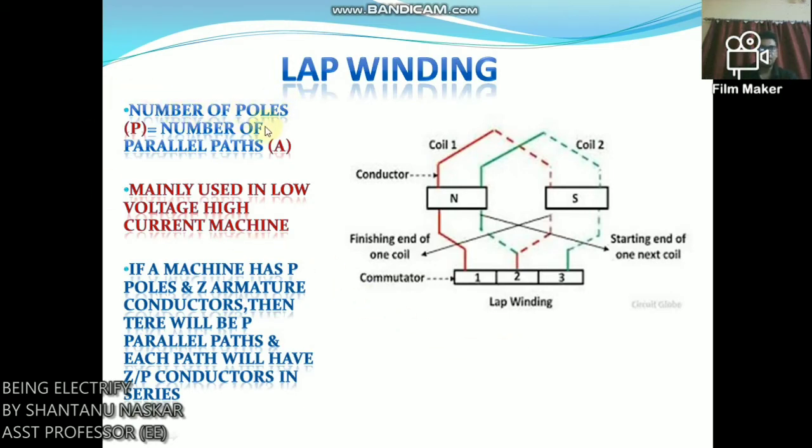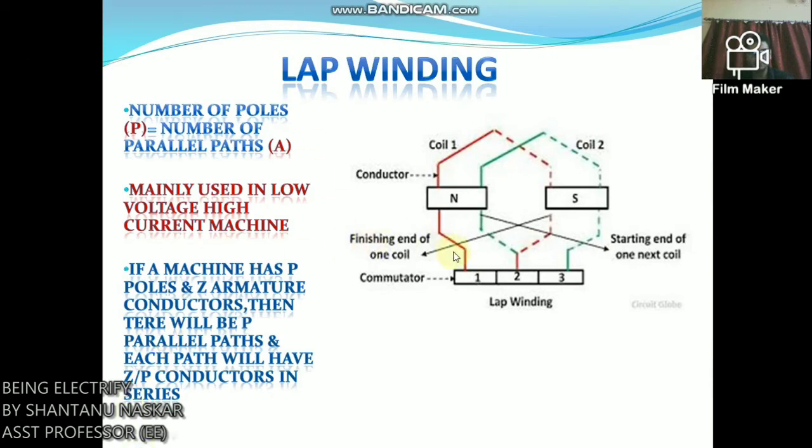So in lap winding, number of poles P equals number of parallel paths A. Okay, this is mainly used in low voltage high current machines. In lap winding, the conductors are joined in such a way that their parallel paths and poles are equal in number. The end of each armature coil is connected to the adjacent segment on the commutator. Okay, look here.